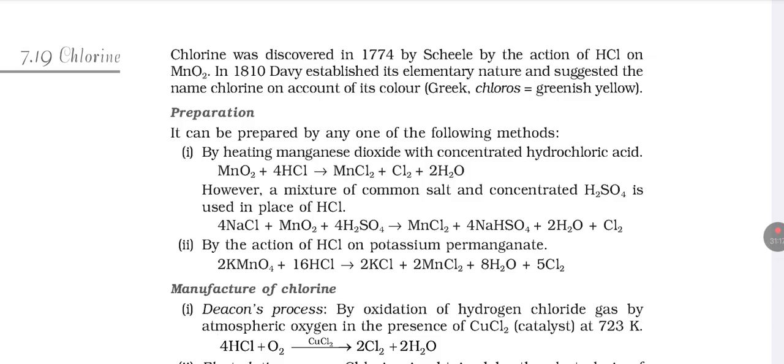Preparation. It can be prepared by any of the following methods. First, by heating manganese dioxide with concentrated hydrochloric acid. However, a mixture of common salt and concentrated H2SO4 is used in place of HCl. Second, by the action of HCl on potassium permanganate.